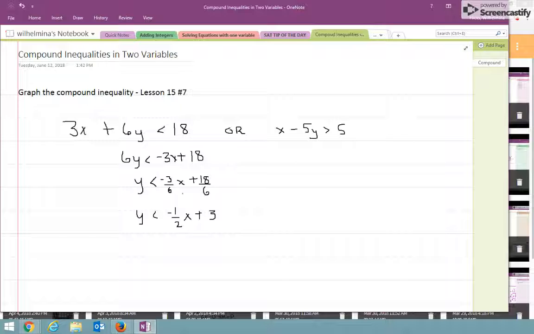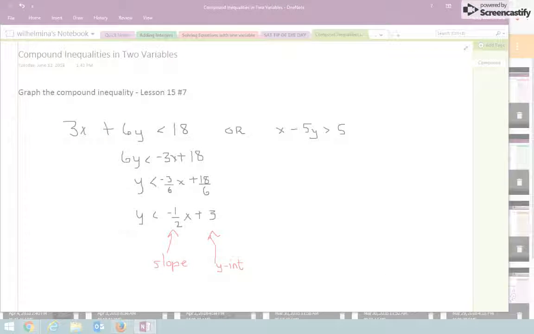Now, graphing this way is good and it's easy because the number in front of the x is the slope, and the number on the end is the y-intercept. So if you have graph paper, we're going to look at that, and then we'll do it on MyMathLab to show you how to do it on MyMathLab.